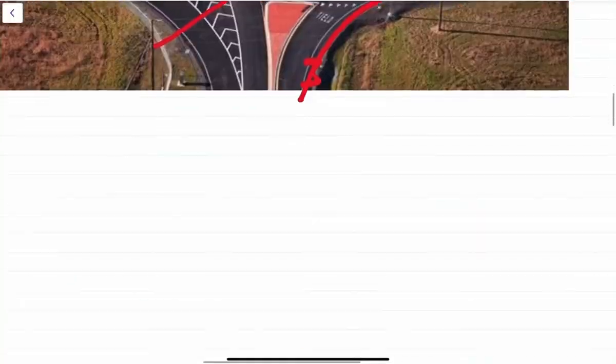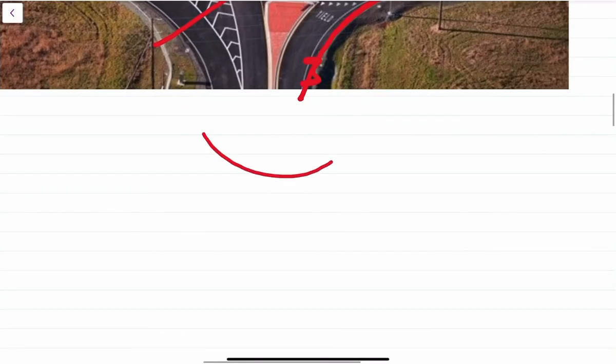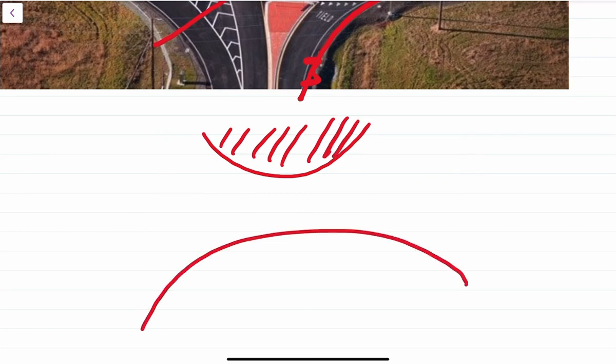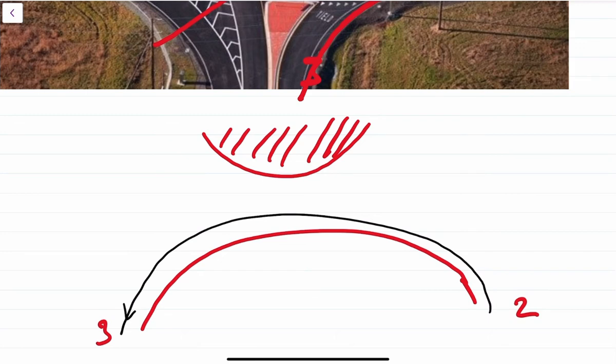So let us represent it in the form of a diagram. We have a part of the central island, and these are the legs, let's say 2 and 3. All right. So here, what we try to find out is the proportion of traffic moving in different directions. First of all, there will be traffic that is coming from 2 and going to 3. That is all the left turning traffic. So that we represent by A.